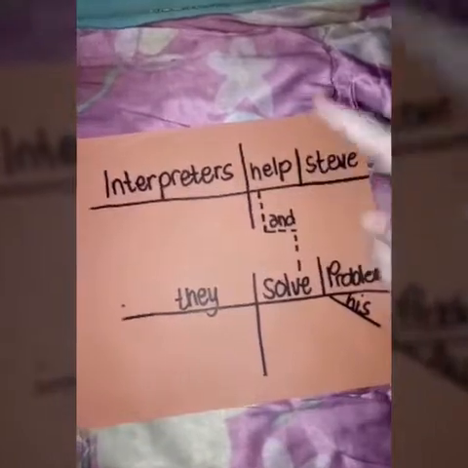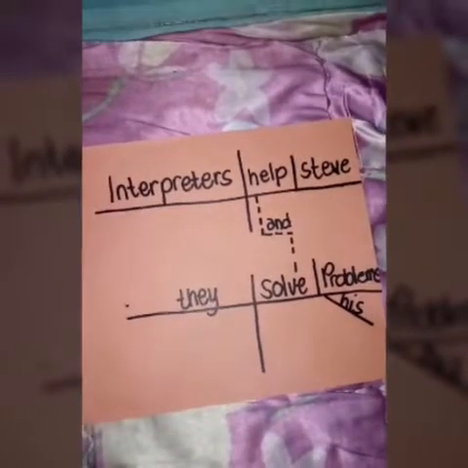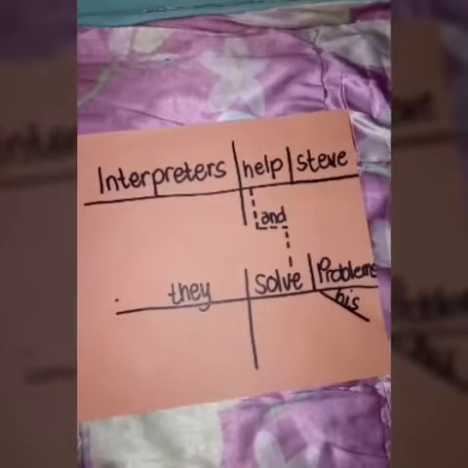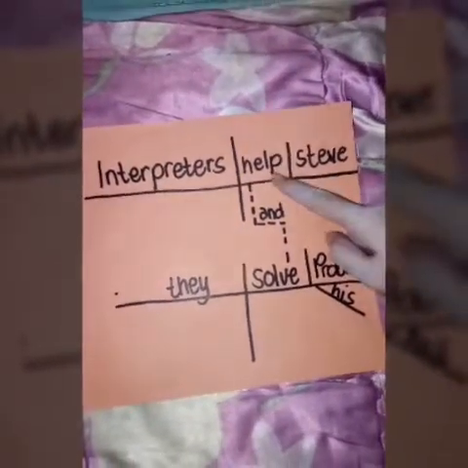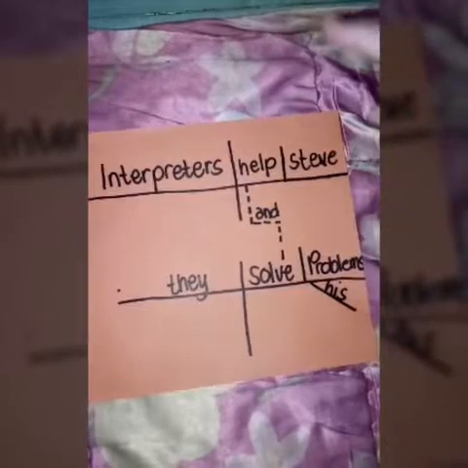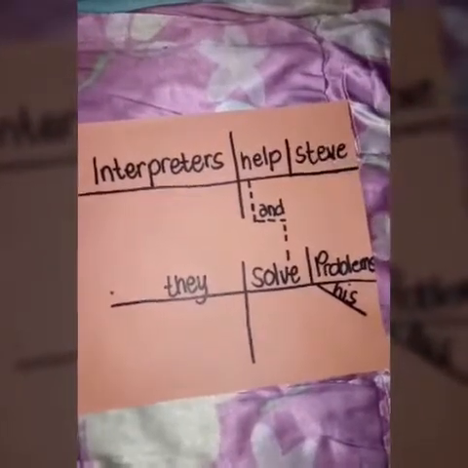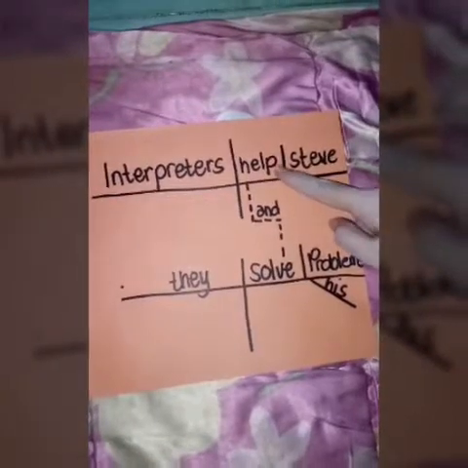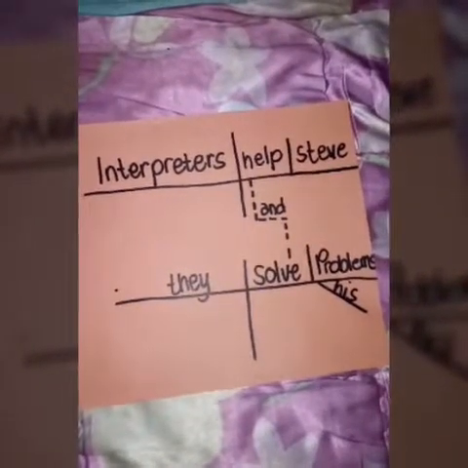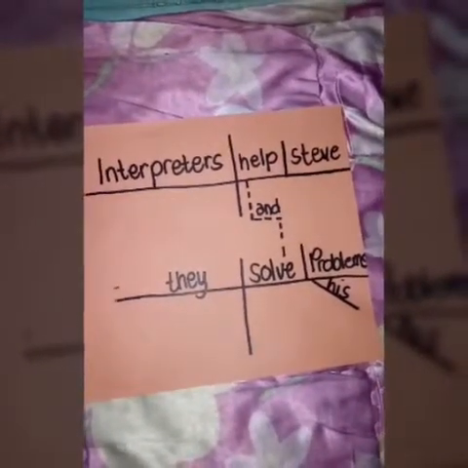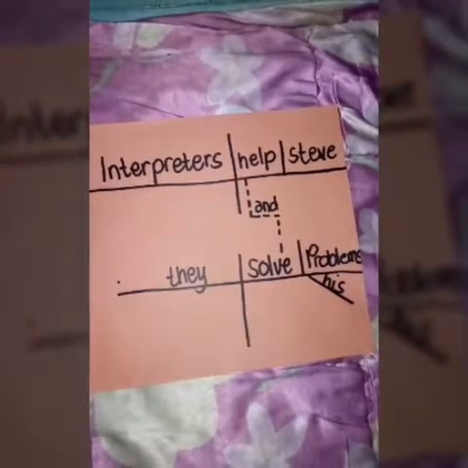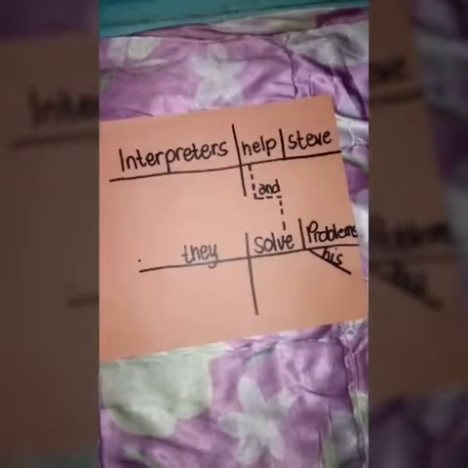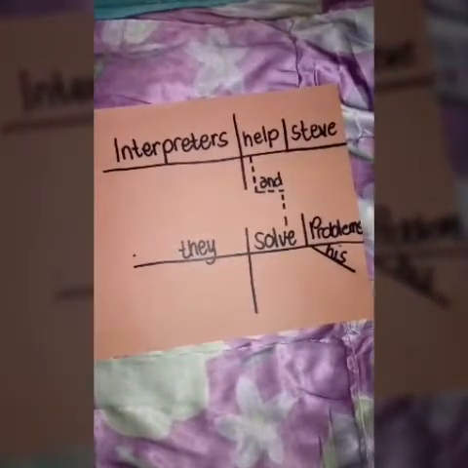Again, we are going to draw another cross sign. On this side, we are going to put the subject, which is interpreters, and then the verb help, and then the vertical line. After the vertical line, Steve, for Steve is the direct object of the transitive verb help. It answers the question who. Interpreters help who? Steve. We are going to draw another broken line for our conjunction.